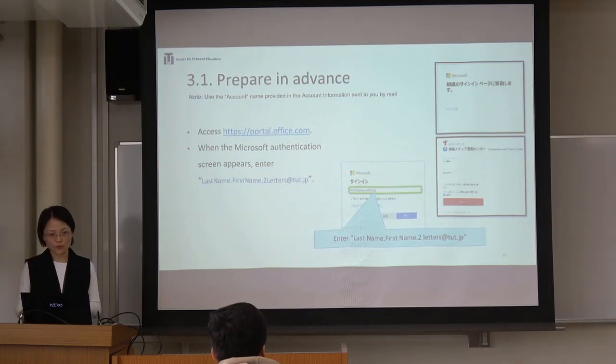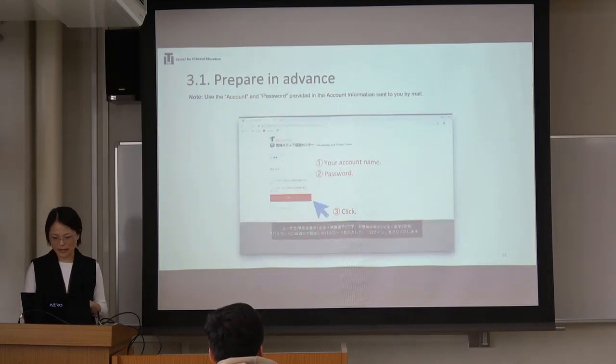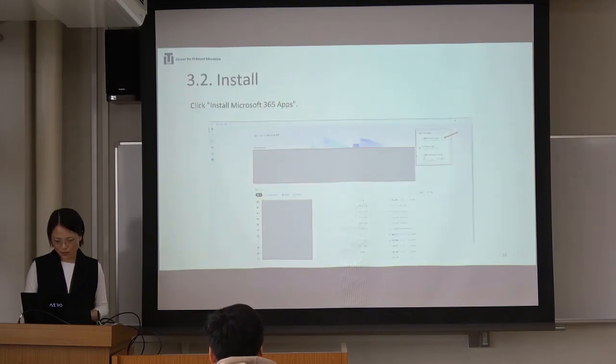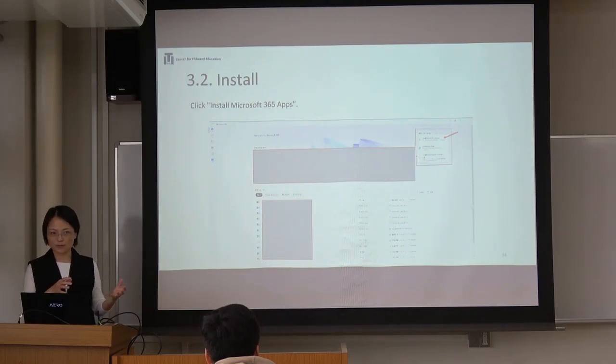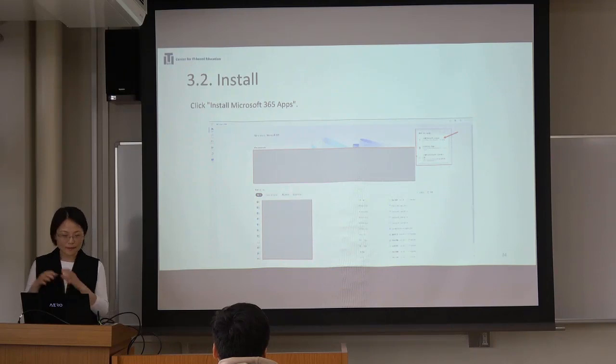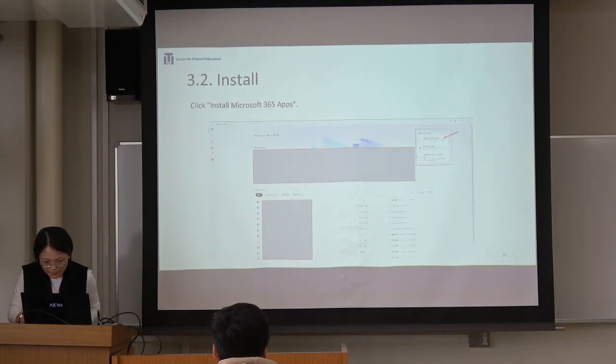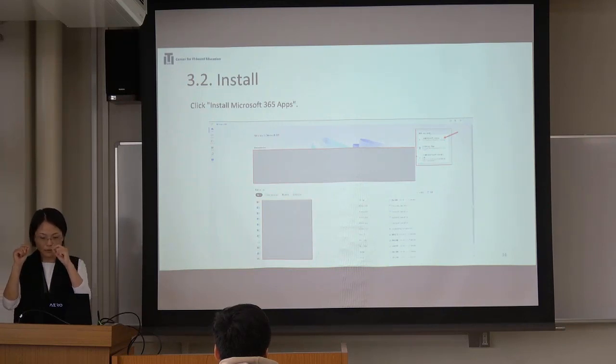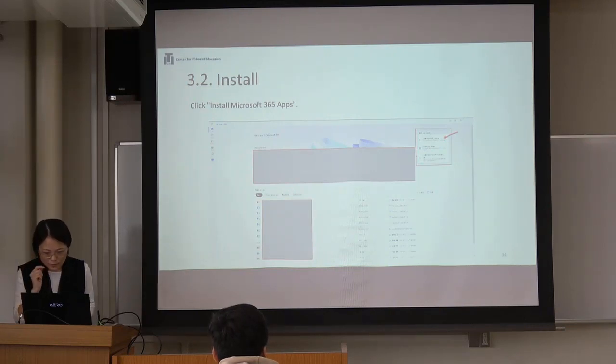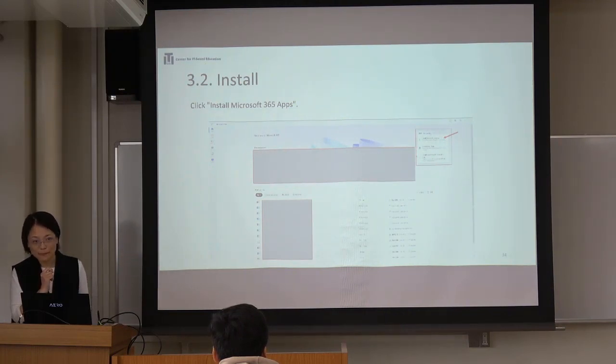You will be directed to the university authentication process again. Enter all that information again, click login, and then you will jump back to the Microsoft 365 page as a logged in user. At the top right corner, you will see this install and more menu. You click it, and then you select the first option on the list, which says install Microsoft 365 apps.